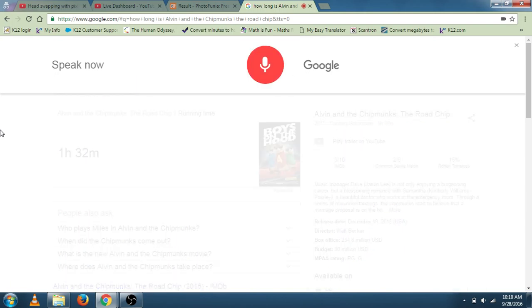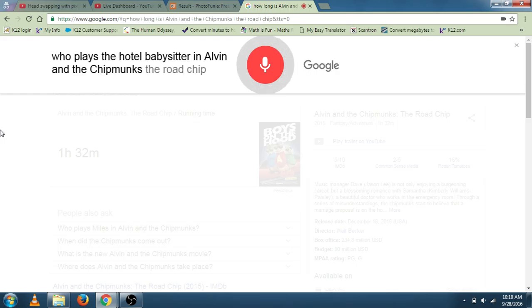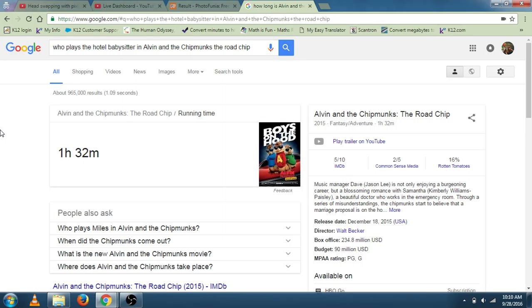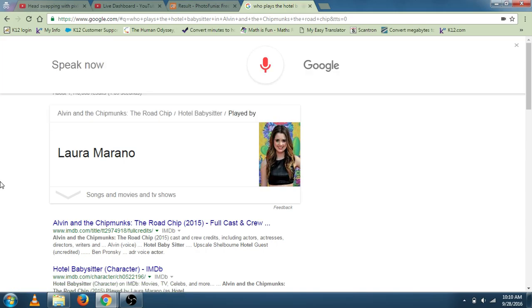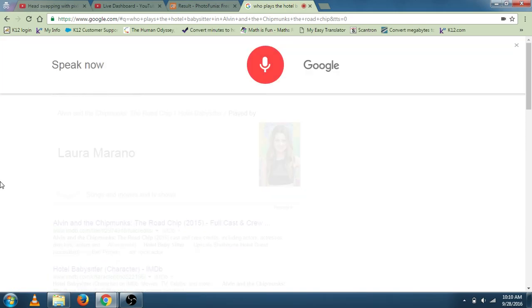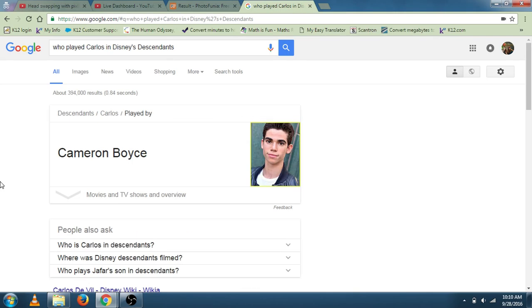Who plays the hotel babysitter in Alvin and the Chipmunks: The Road Chip? Laura Marano played the hotel babysitter in Alvin and the Chipmunks: The Road Chip. And who played Carlos in Disney's Descendants? Cameron Boyce played Carlos in Descendants.